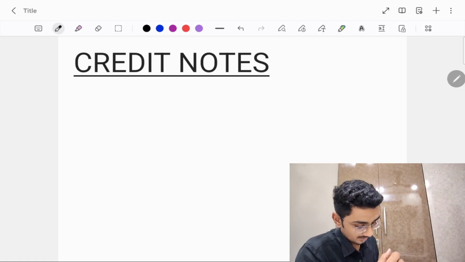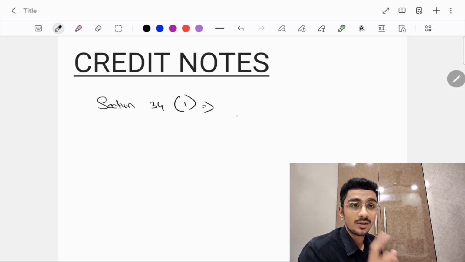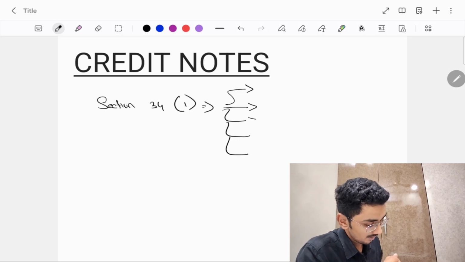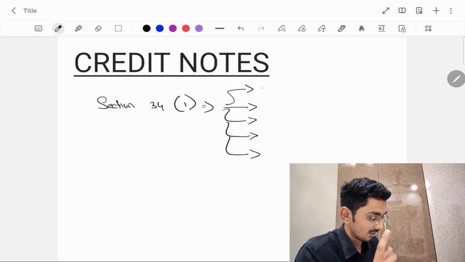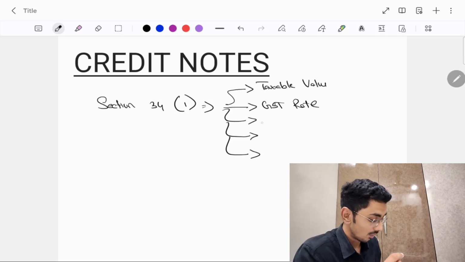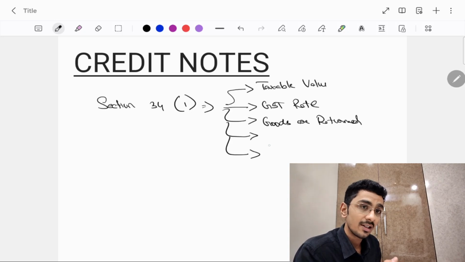And if we go with section number 34, subsection 1, subsection 1 covers 5 cases, in which it says that you can raise a credit note for the following reasons. For example, first, if there is any mistake in taxable values, GST rate, or goods are returned, or there is any deficiency in the goods or services.